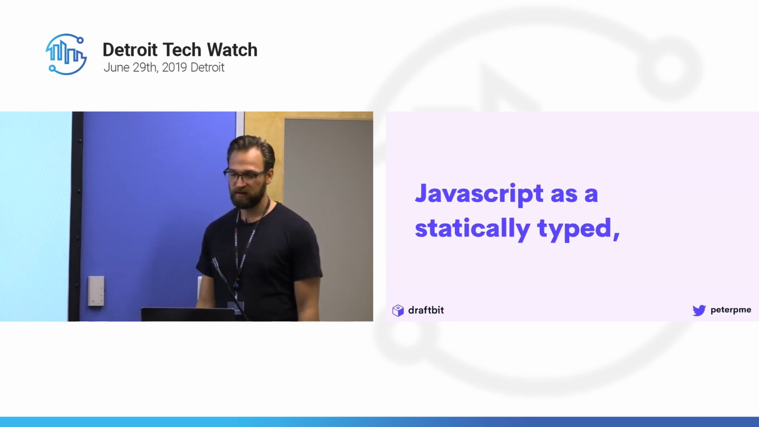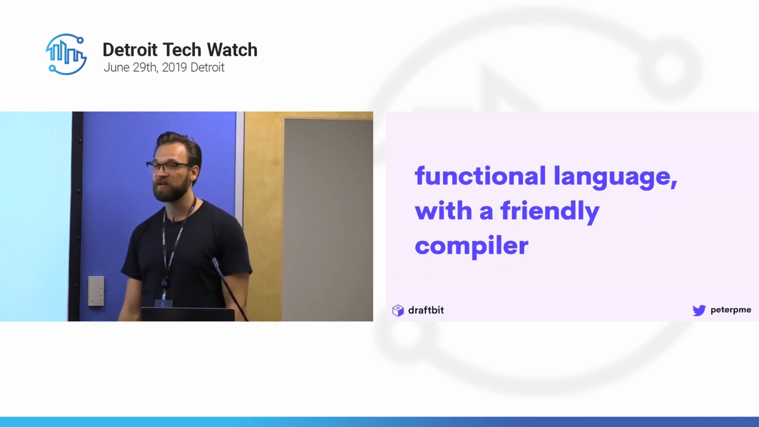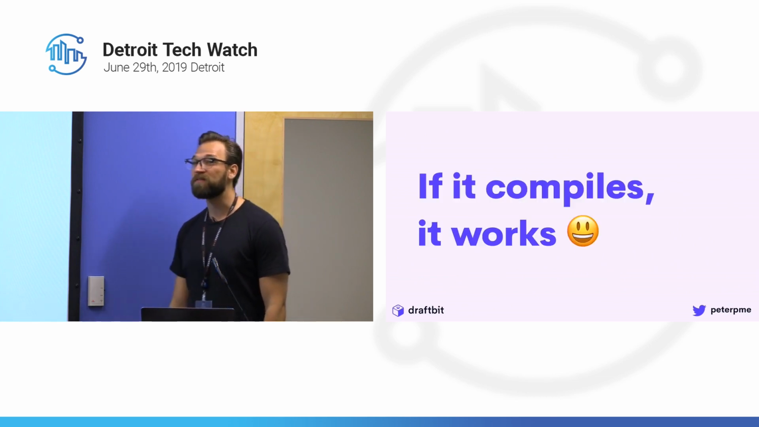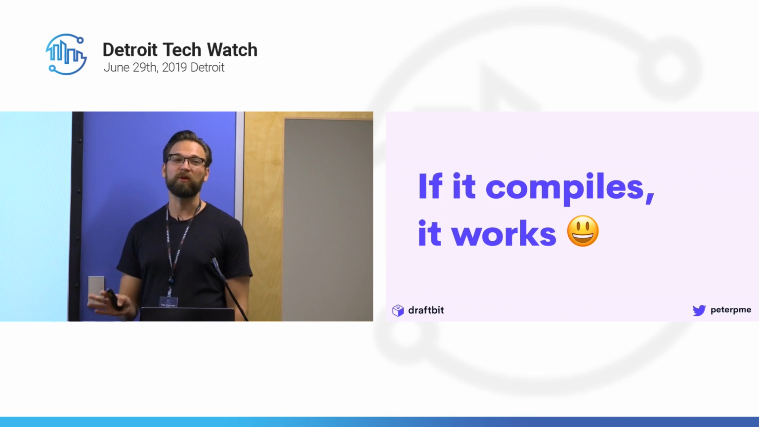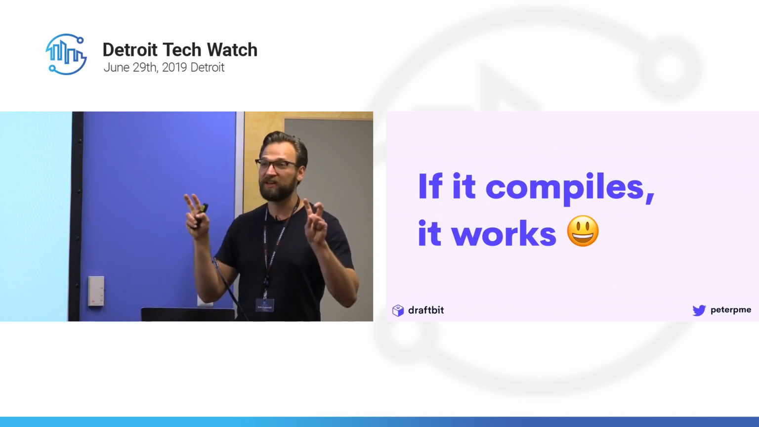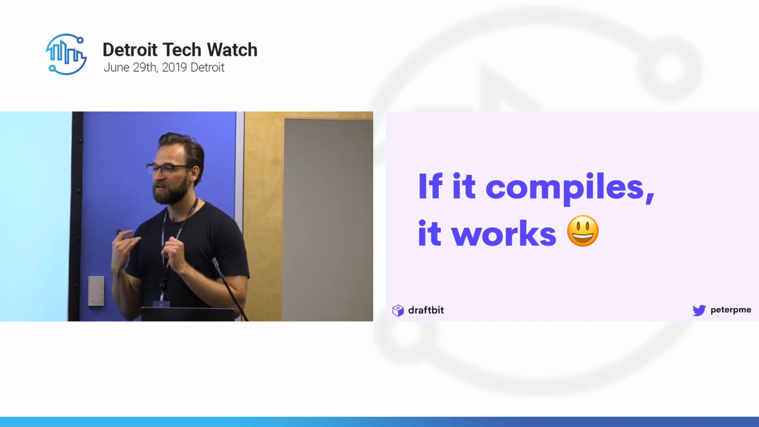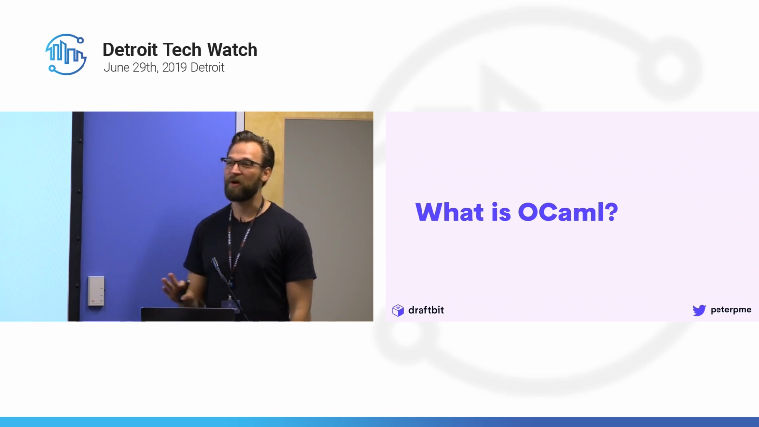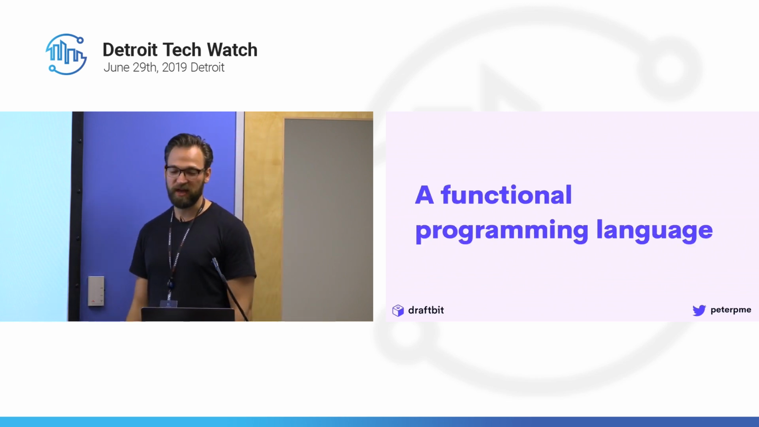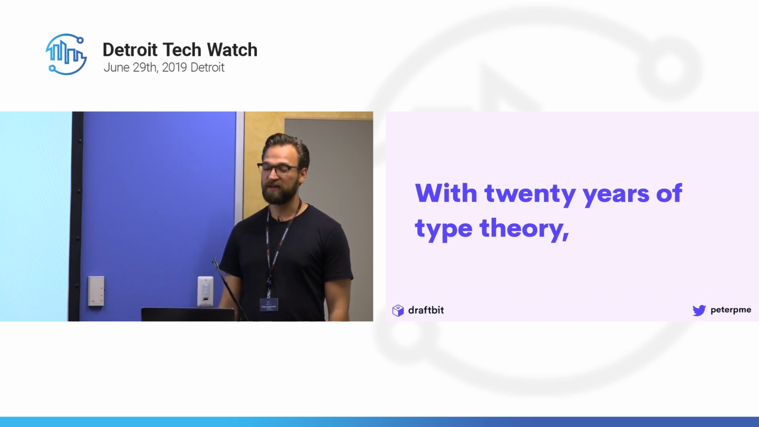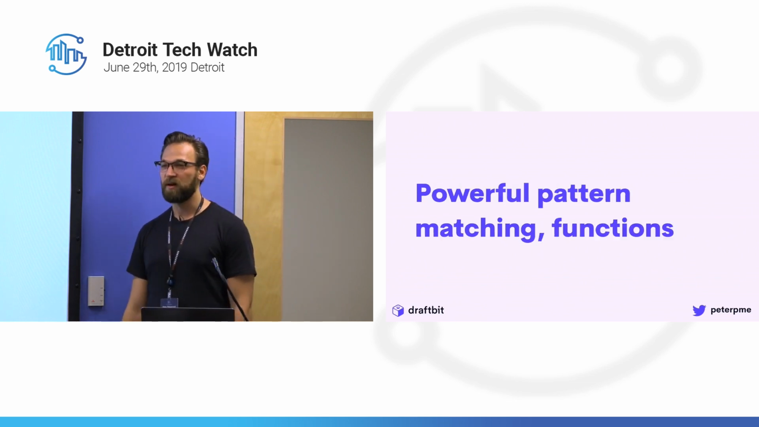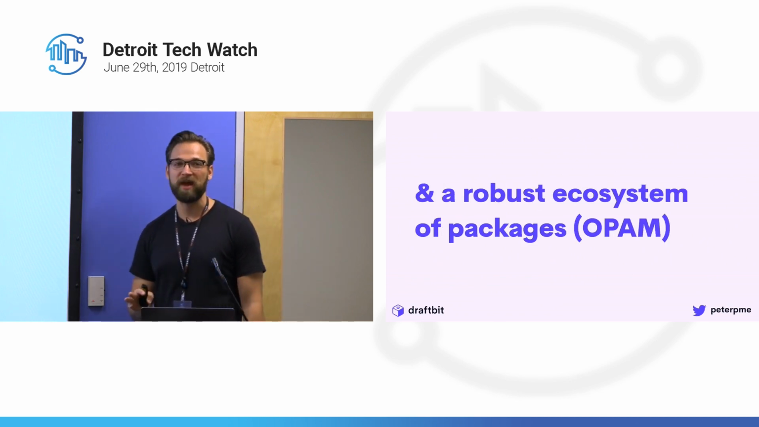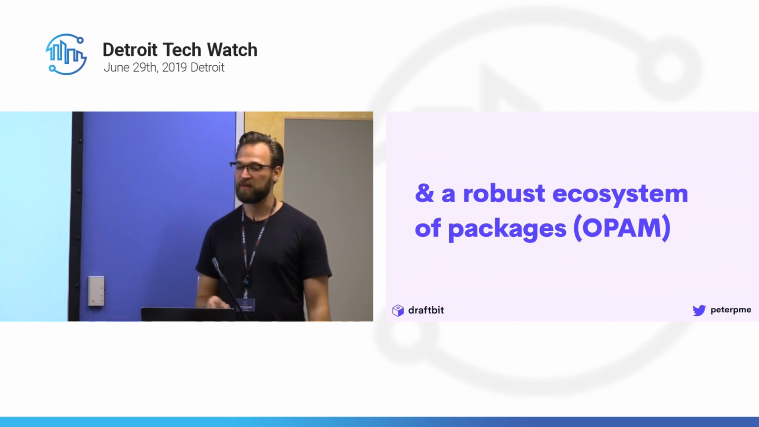So what is Reason? It's JavaScript as a statically typed functional language with a friendly compiler and amazing developer productivity. And one of my favorite things is if it compiles, it works, right? Things don't get stuck in promises, right? Things just work, which is nice. And Reason is based on OCaml, right? So if you haven't heard of OCaml, it's a functional programming language. It's had 20 years of type theory. It's got a bunch of pattern matching features that I'll go over, amazing functions, and this ecosystem called OPAM, right? And that's like their version of NPM.